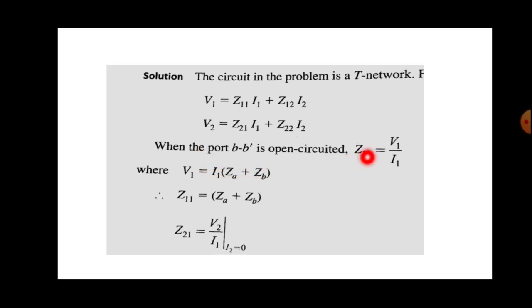So Z11 will be equal to, we can substitute the value of V1 here. So we will get I1 into ZA plus ZB divided by I1. So I1 and I1 get cancelled. So we will get Z11 equal to ZA plus ZB.